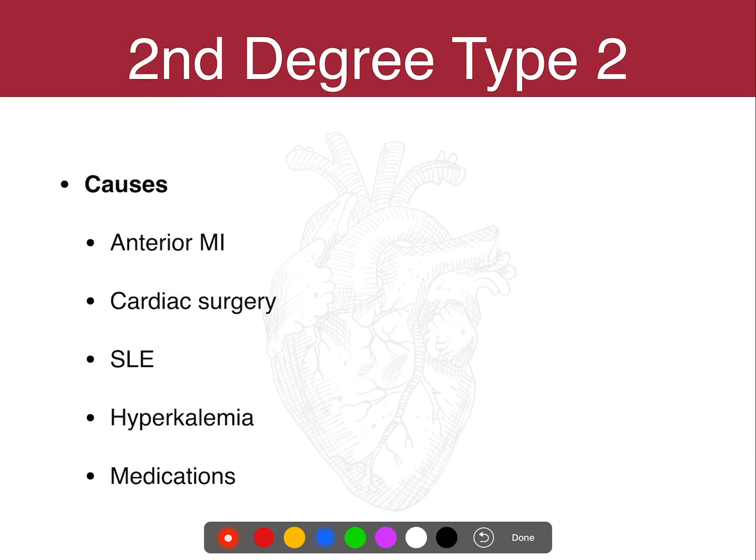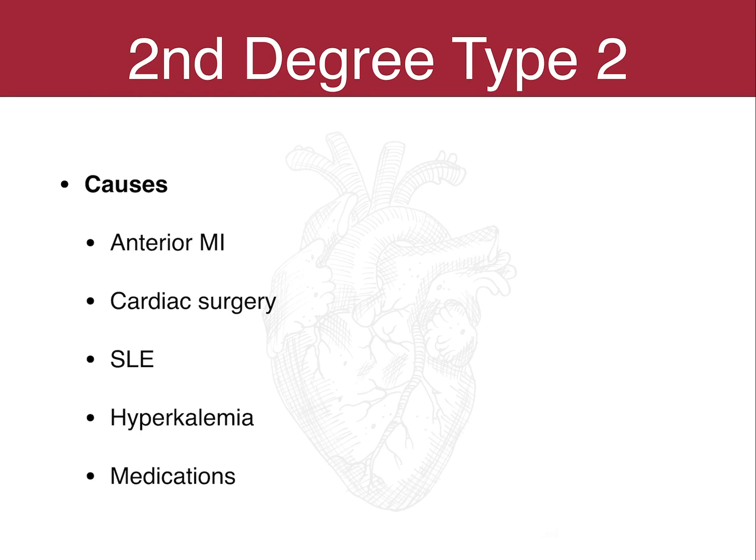Second degree AV block type 2. Now, this is not caused by an increase in vagal tone. This is from things that are a bit more sinister, like an MI, recent surgery, lupus, hyperkalemia, and medications.